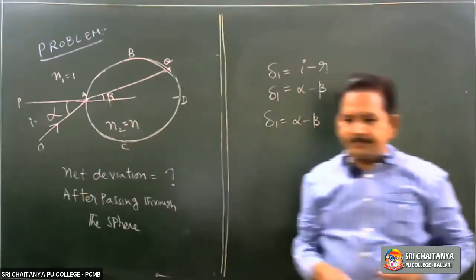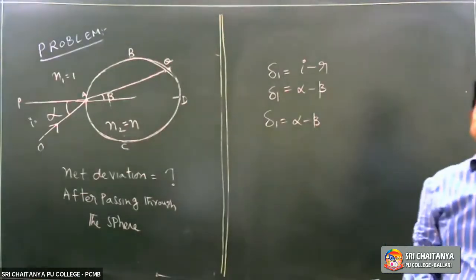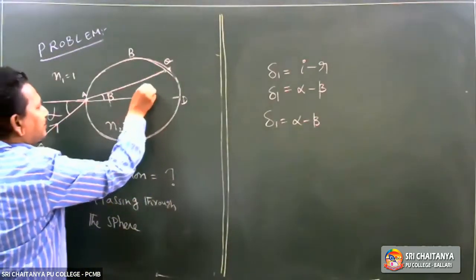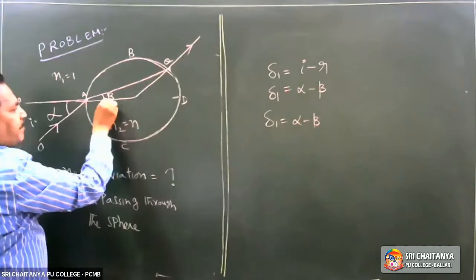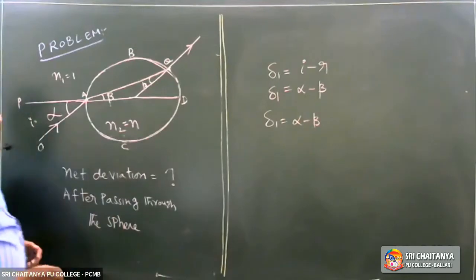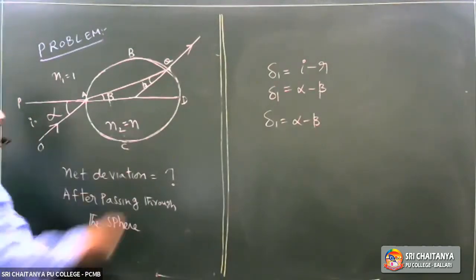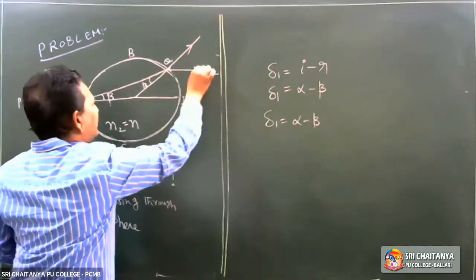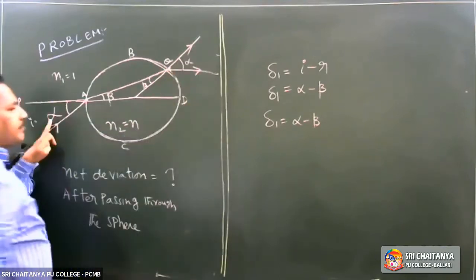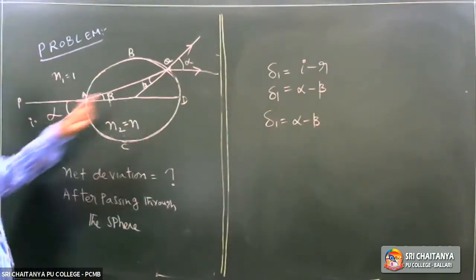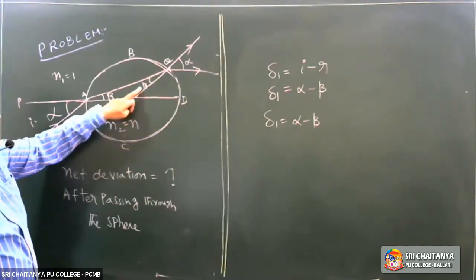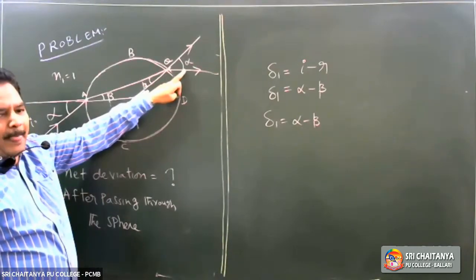Next problem on spherical surface, already discussed in the previous problem. This is the normal. If this is beta, this is also beta, according to the isosceles triangle. Once again it bends away from the normal. If this is alpha, this is also alpha because it is the same medium, air. Here the angle of incidence is beta and the angle of refraction is alpha.